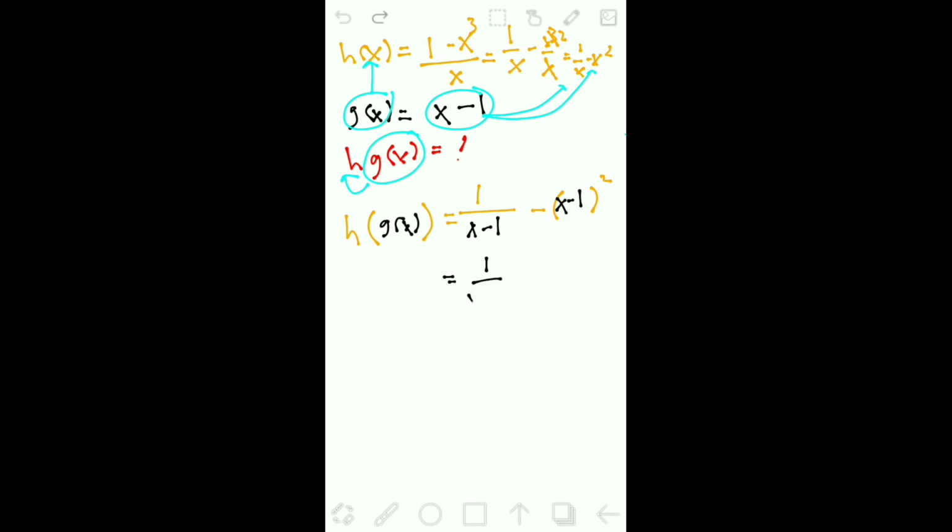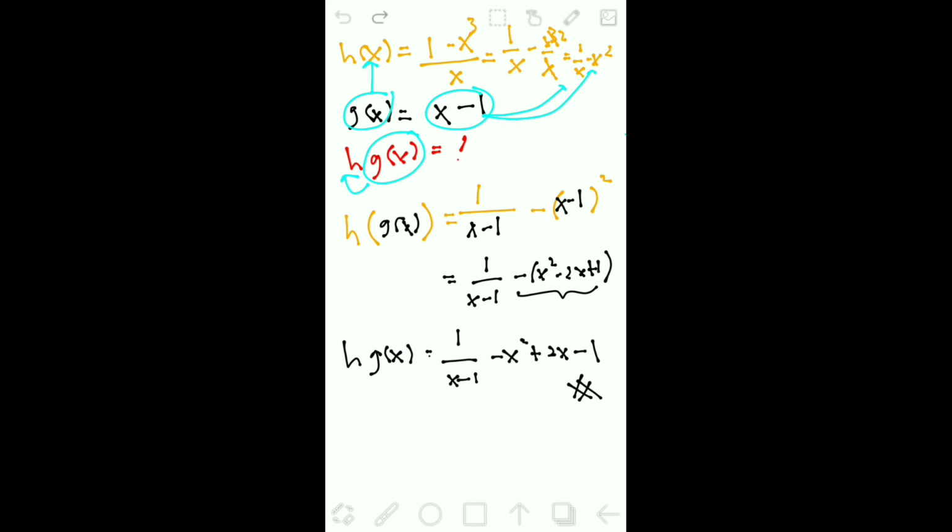And what we get? 1 over x minus 1, minus, so we just expand, x squared minus 2x plus 1. So h of g(x) is equivalent to 1 over x minus 1 minus x squared plus 2x minus 1. So here I just expand the bracket, and I think I can leave the answer like this, and that one is the answer. And I think so far you guys understand how to find the composite function by using this simpler approach, I hope.